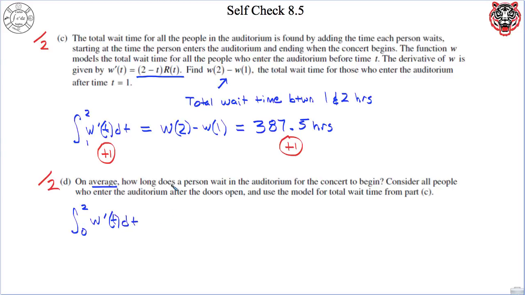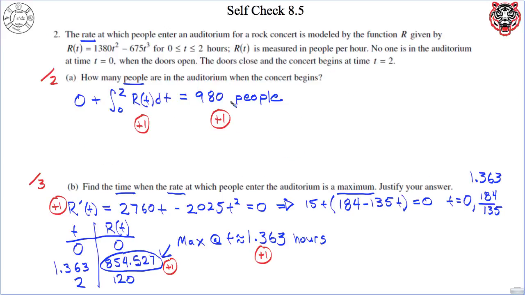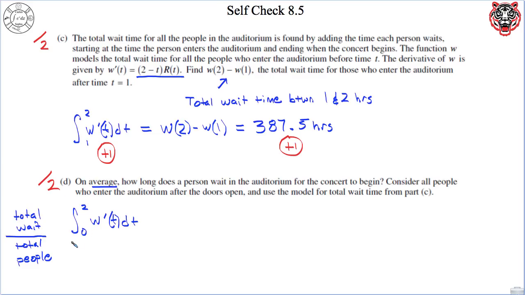And then I need to find an average. Well, how many people were there? Because this is going to be the total wait time. If we do total wait time divided by total people, that will be the average wait time per person. Well, how many people entered between 0 and 2? That sounds familiar. That's part A. There were 980 people. So I can just write this is going to be divided by 980 people from part A. All right, now I need to do this on my calculator.